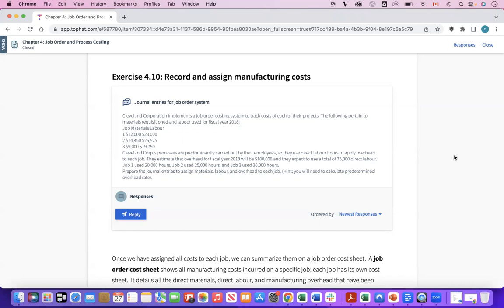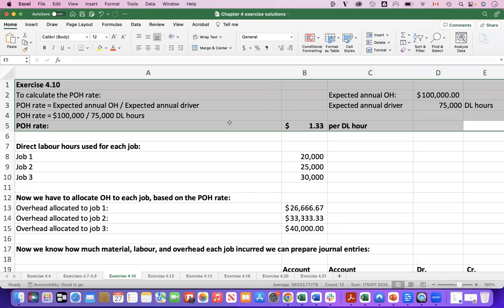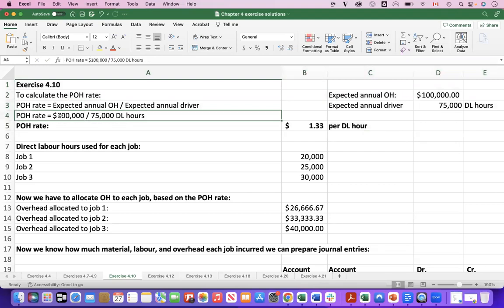Here, we're going to prepare the journal entries to assign materials, labor, and overhead to each job. The first thing we have to do before any of that is calculate the predetermined overhead rate. So how do we calculate that predetermined overhead rate? Remember our formula: expected annual overhead divided by expected annual driver is the predetermined overhead rate. The expected annual overhead is $100,000.